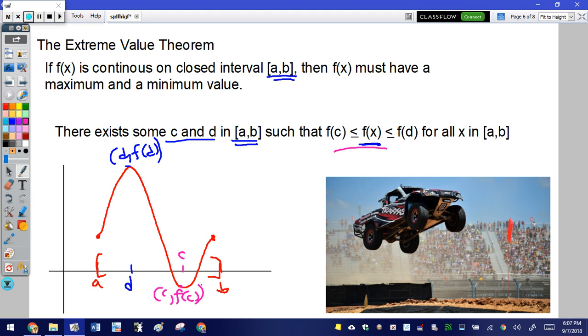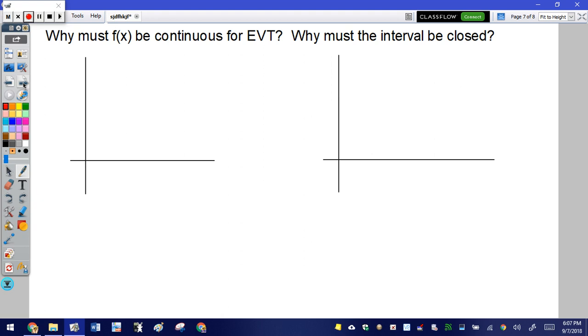And more interesting than the statement of it itself are the exceptions, the way this is phrased. There are two requirements, right? It's got to be continuous, and it has to be a closed interval. And it's worth exploring why those two requirements are so important, because it actually connects to the idea of a limit. Why is it important for it to be continuous? Well, let's think of it this way.